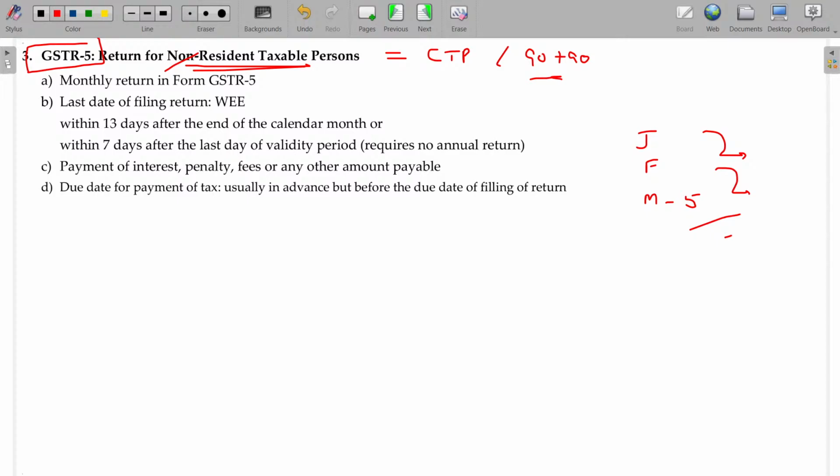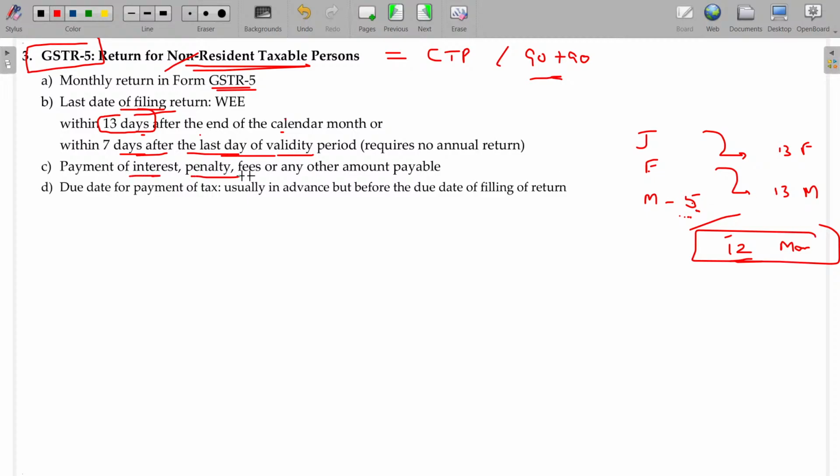to file. So the monthly return is in form number GSTR 5, the last date of filing being whichever is earlier of 13 days after the end of the calendar month. Here 13th February, for this 13th March, 13 days after the end of the calendar month, or 7 days after the last day of validity. Last day of validity is 5th March, you have to add another 7 days. By 12th March itself you have to finish filing your return in the NRTP case.